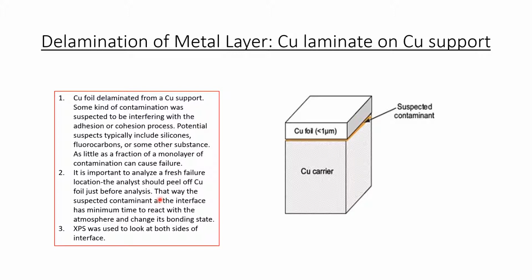It is important to analyze a fresh failure location. The analyst should peel off the copper foil just before analysis. That way, the suspected contaminant at the interface has minimum time to react with the atmosphere and change its bonding state. XPS was used to look at both sides of the interface here.